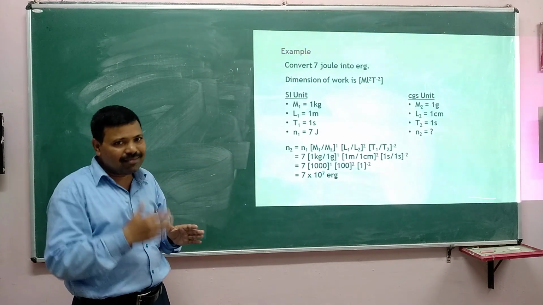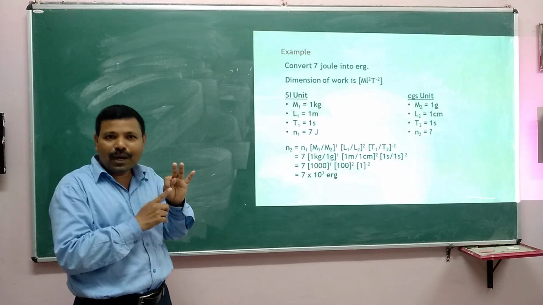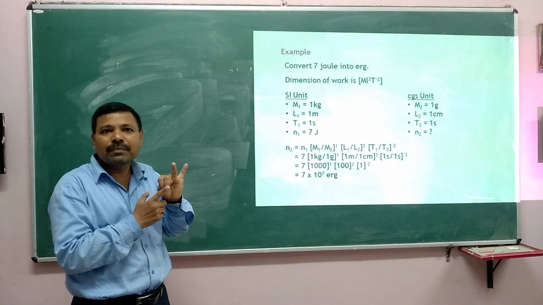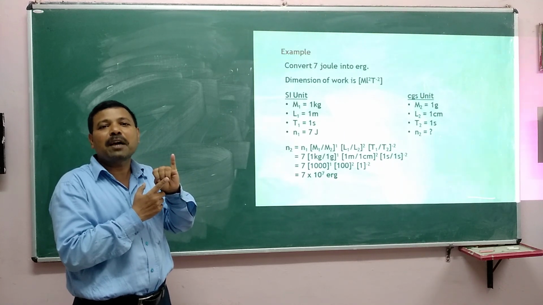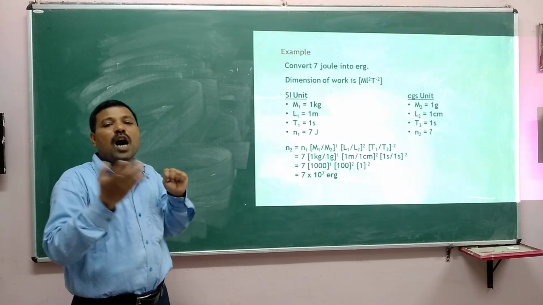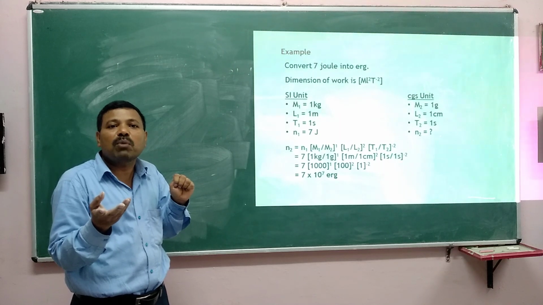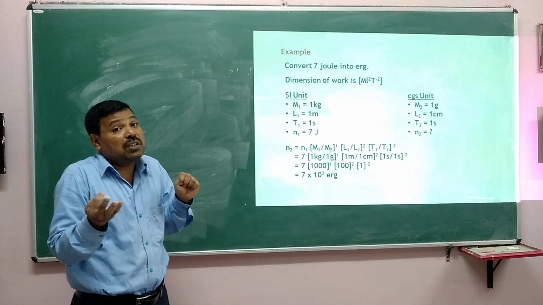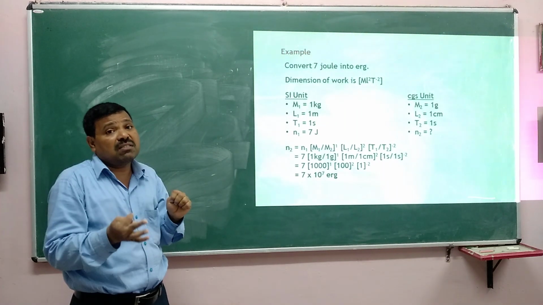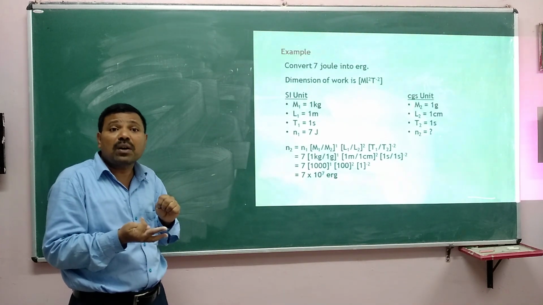That is, length is measured in meter, mass is measured in kg, time is measured in second, electric current is measured in ampere, luminous intensity is measured in candela, amount of substance is measured in mole, temperature is measured in Kelvin. These are the SI units of the 7 fundamental quantities.